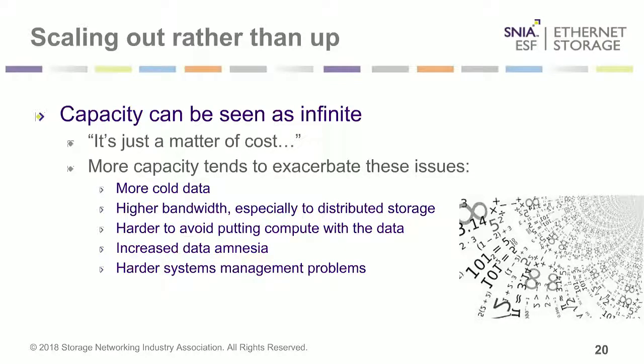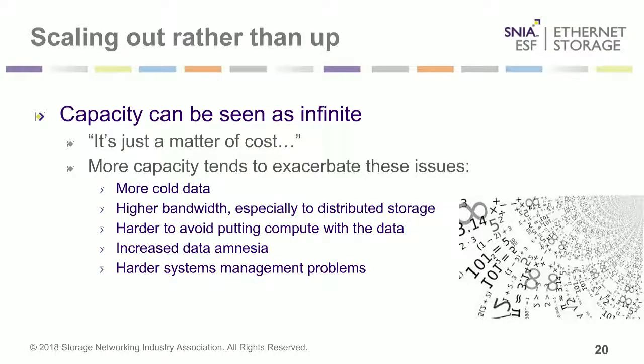First one, you've got more cold data. Anytime you start putting data out in large volumes, you're going to find that the quantity of cold data you're storing increases as well. You need higher bandwidth. There's a statistic I saw recently that we in fact have doubled the capacity, but the bandwidth has only increased by about 1.5 times. So there's a bandwidth crisis coming as well.